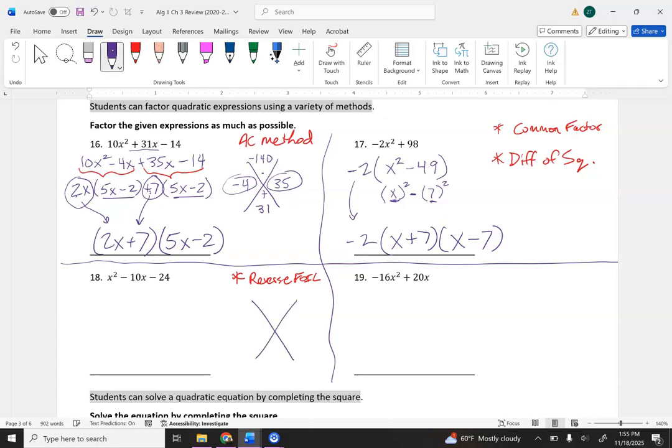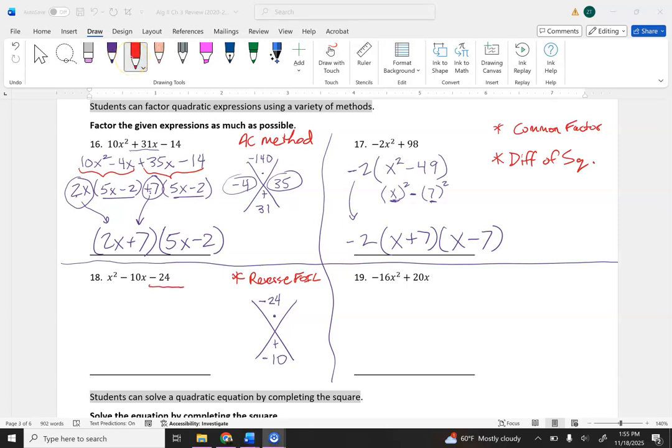Because this is not the AC method, we can just take the negative 24 directly. That's going to be our multiplication number. We're going to try to multiply to make negative 24. And we take the middle number, negative 10. That's the number we try to add to be. And then we just try possibilities.